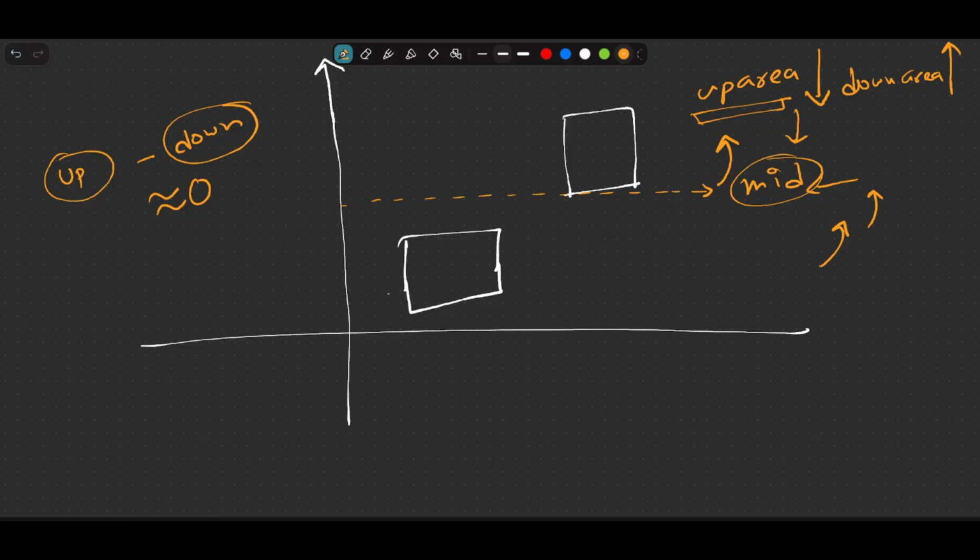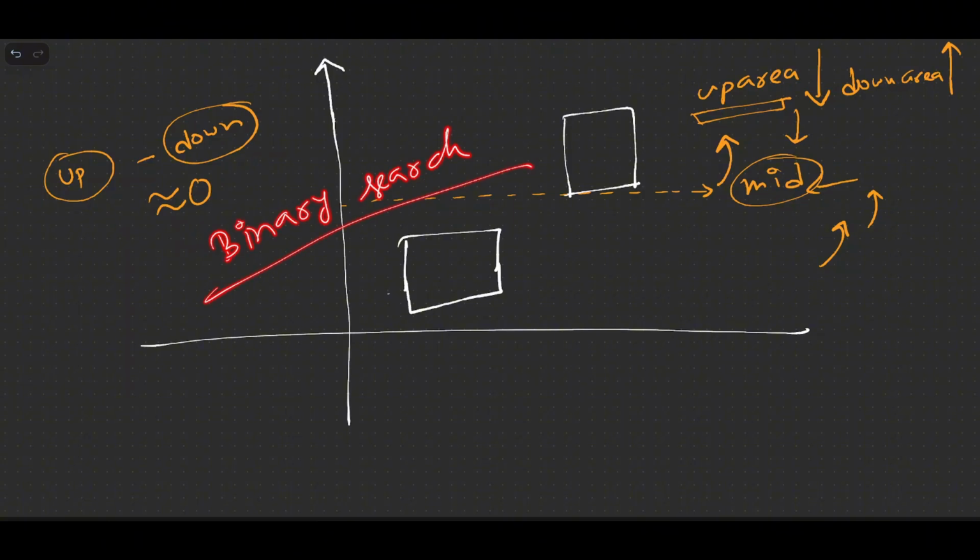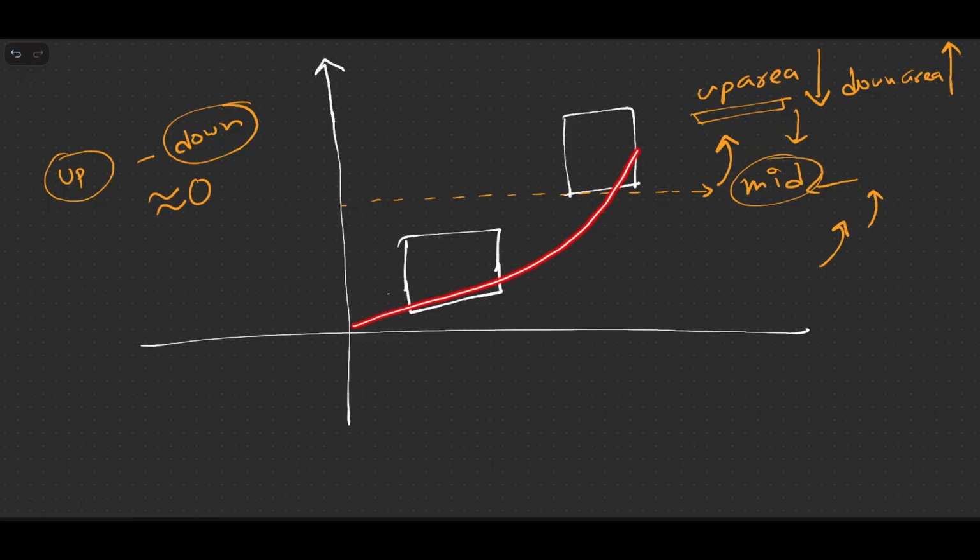So if we move up this midline, then the up area is always decreasing. So we can see a monotonous behavior here. As we move up, the up area is always going to decrease and the down area is always going to increase. So what does monotonous behavior lead us to? It leads us to binary search, right? When can we use binary search? When there is monotonicity. Here the down area keeps on increasing when we move up the mid. That definitely means we can use binary search. How can we use binary search?